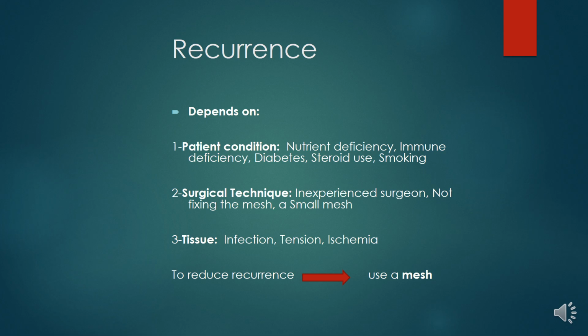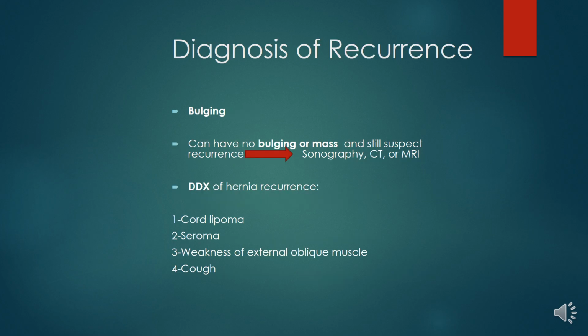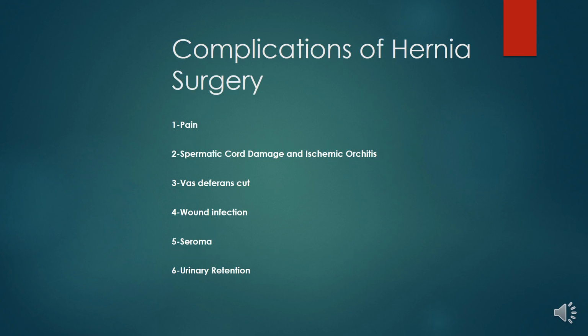Regarding recurrence, the patient's condition is important, as are the surgical technique and tissue, and one has to use imaging for the diagnosis of recurrence. There is bulging, and the differential diagnosis of hernia recurrence includes cord lipoma, seroma, and weakness. Complications of hernia surgery are pain, spermatic cord or vas deferens injury, wound infection, seroma, and urinary retention.